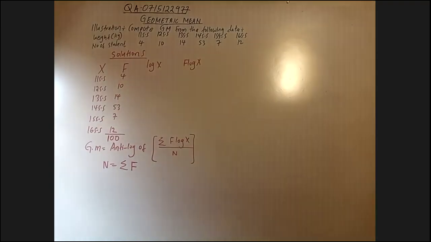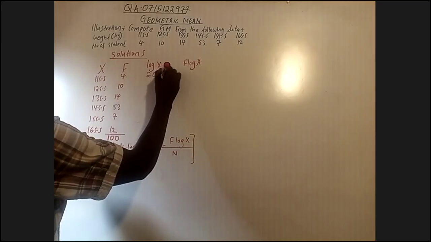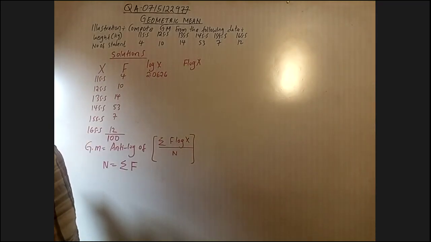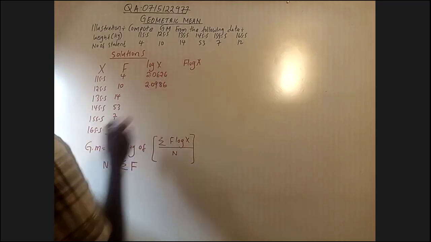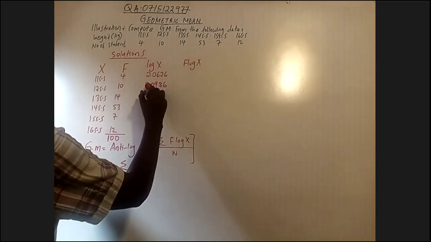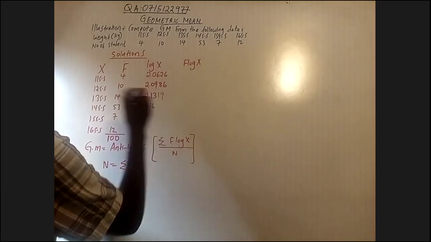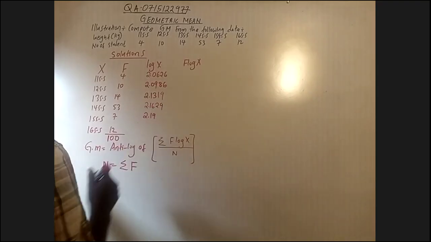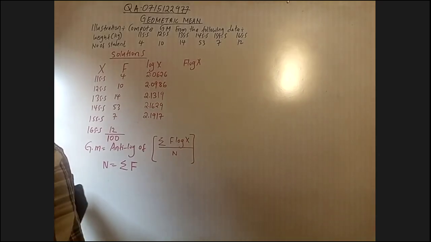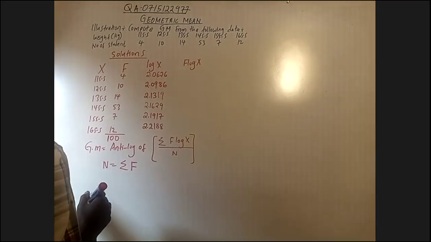Log x. So the log of 115.5. We put it to 4 decimal places. 2.0626. Then 125.5, 2.0986. Then 135.5, 2.1319. Then 145.5, 2.1629. Then 155.5, 2.1917. Then 165.5, 2.2188. Are we okay there?